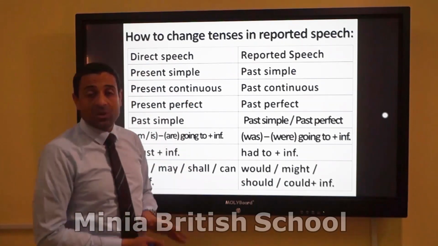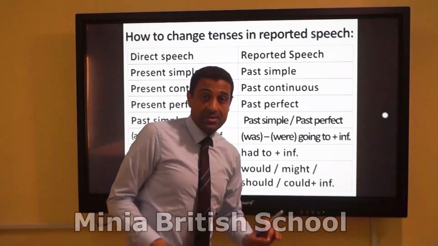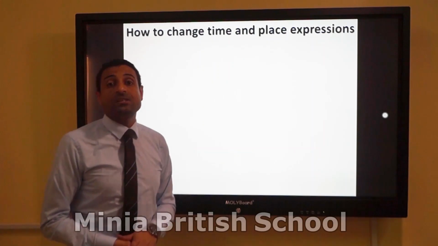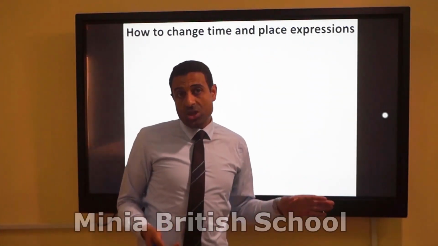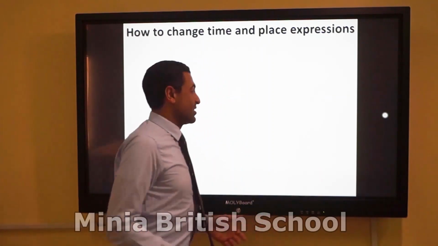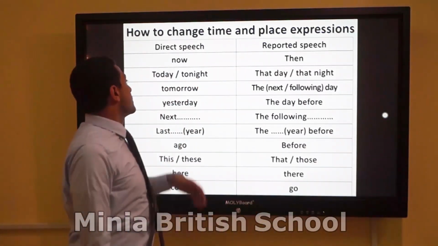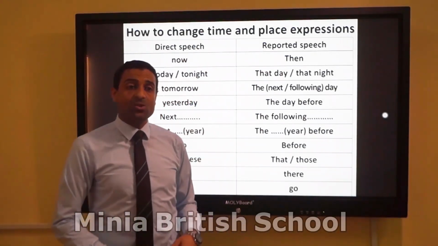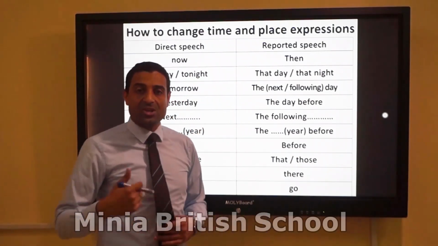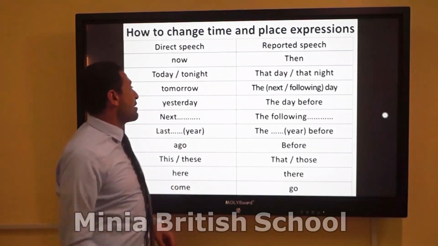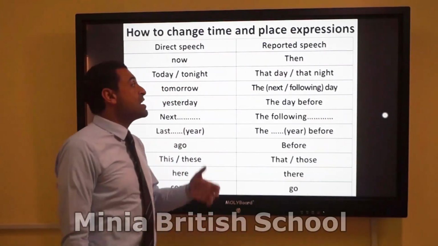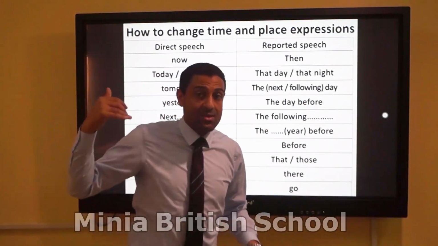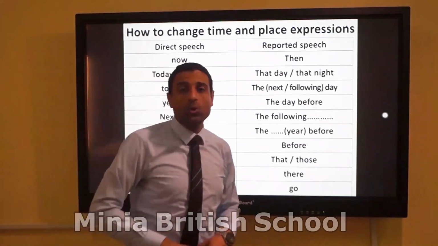So here are some tenses that you can change. And what about time and place expressions? Are there any changes for this one? Of course. Look at this table. So here, if you have the word now in the direct speech, you can change it to be then. And if you have the word today or tonight, it will be that day or that night. Today, tonight, it means that day. In the reported speech, change it to be that day or that night.